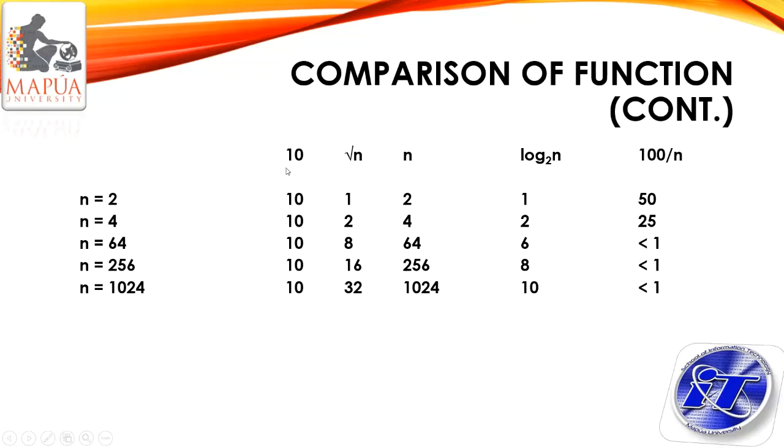So when you increase n, which has a better result, 10 or log n? Definitely 10, because when we increase the value of n, log n will increase. It will become more than 10, but 10 is still 10. Okay, so when we rank it based on the growth rate, n is greater than all the algorithms, followed by square root of n, followed by log n, then 10, and the smallest growth rate is 100 divided by n.